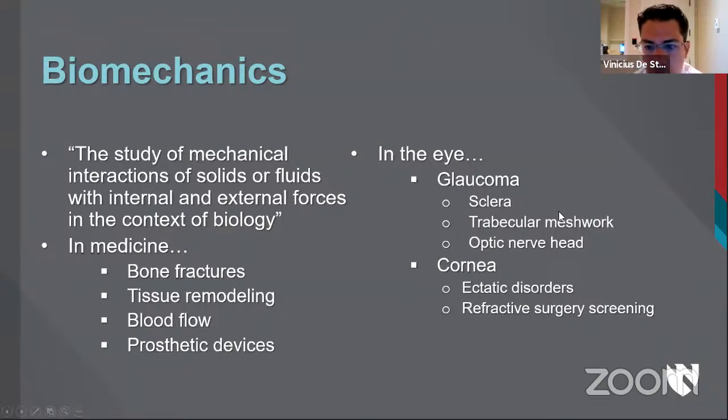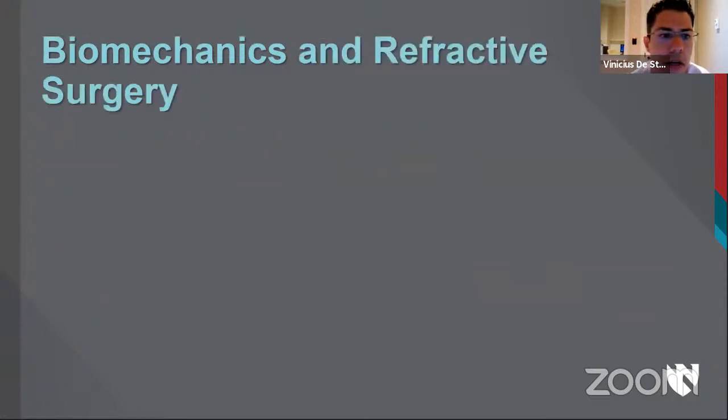So there's great interest in trying to understand how scleral biomechanics work, how the trabecular meshwork works, the optic nerve head, specifically the cribriform layer. So it's a lot of research in that area, trying to comprehend how glaucoma develops and how it progresses as well. And of course, we're going to focus here on the cornea to talk about ectasia and refractive surgery screening.